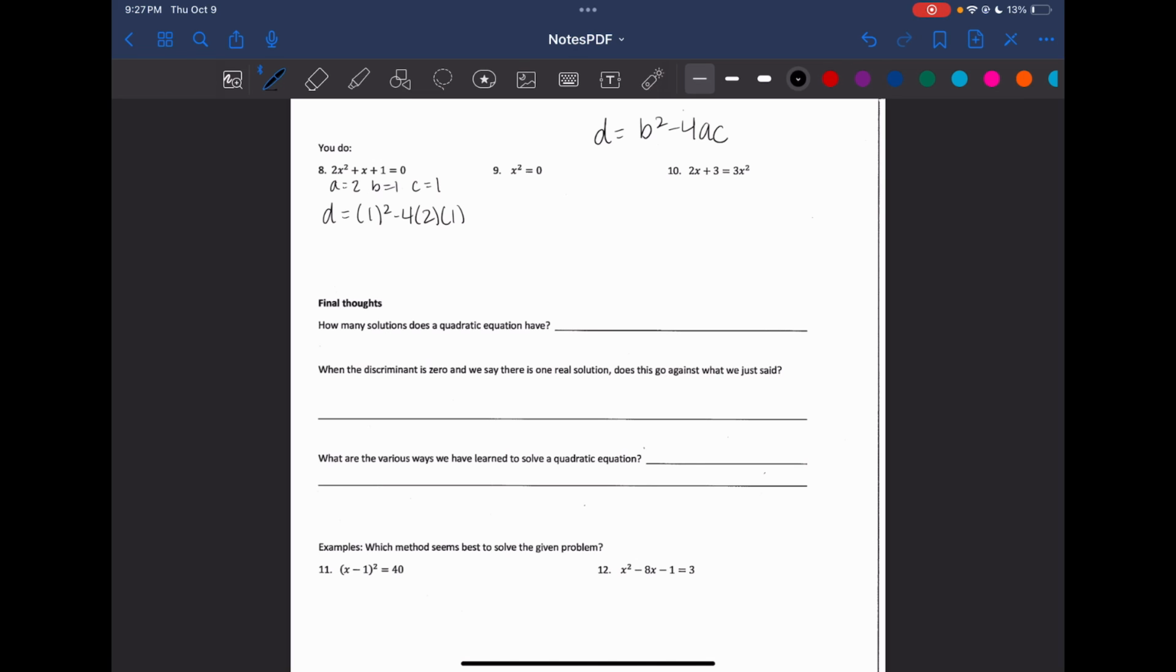So again, you can just put this straight into your calculator, or you can go step by step and try to solve it down from there. 1 squared is 1. Negative 4 times 2 times 1 is negative 8. So 1 minus 8 is negative 7. Since I have a negative value, that is going to give me 2 complex solutions.